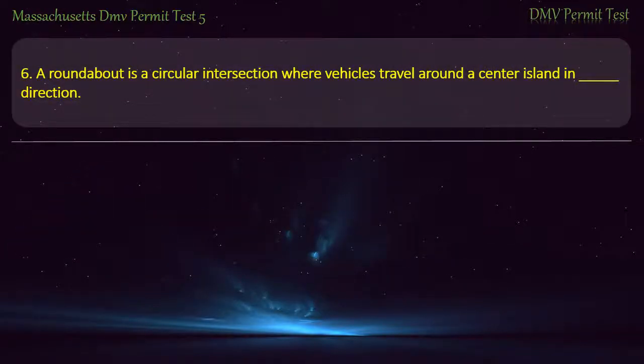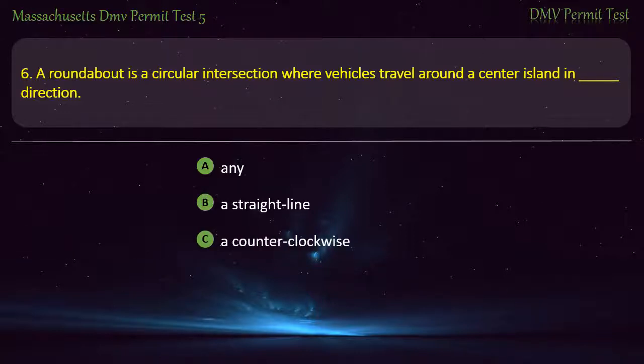Question 6. A roundabout is a circular intersection where vehicles travel around a center island in direction: any, a straight line, a counterclockwise, a clockwise.